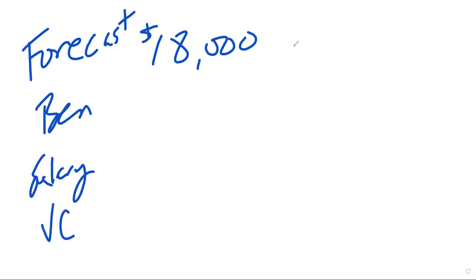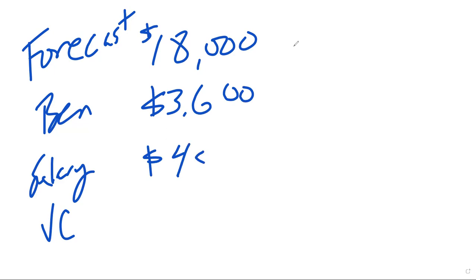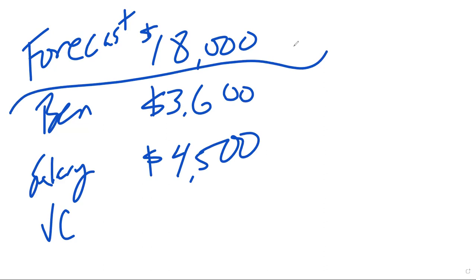So what is the benefits cost again? 3,600 bucks. And the salaries are 4,500. This kind of question is testing your knowledge of the fact that most people think of labor as just what they're paying everybody per hour, but labor in total also includes the salaries plus any benefits that are paid out.